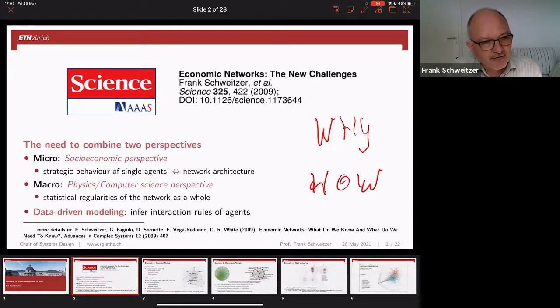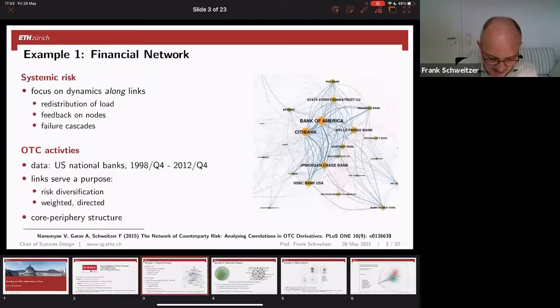We have studied different types of economic networks in the past. So, for example, we studied financial networks. We were interested in systemic risk. So that means the type of relations between different economic actors, for example, banks here in the US, is associated with some risk.